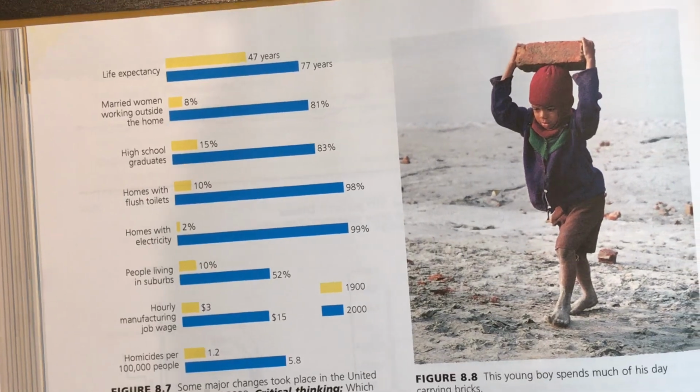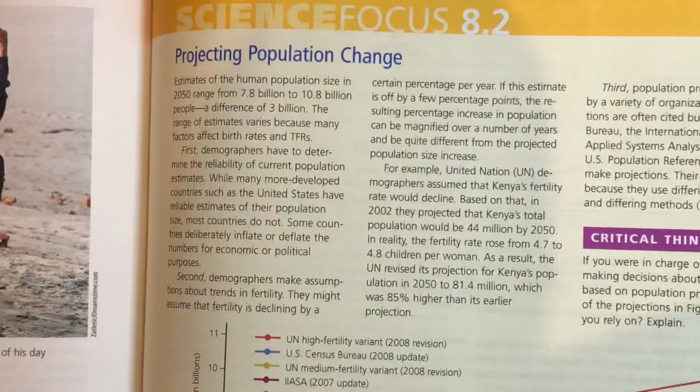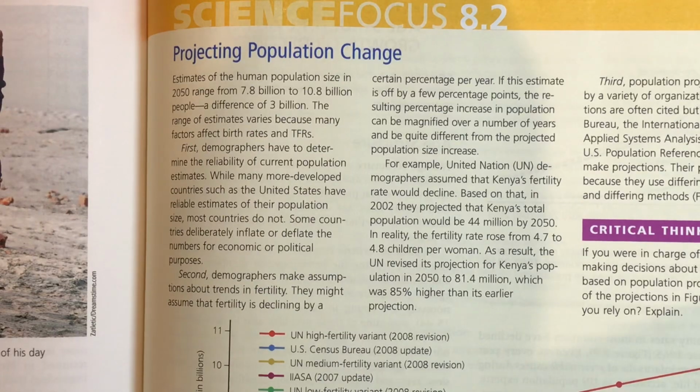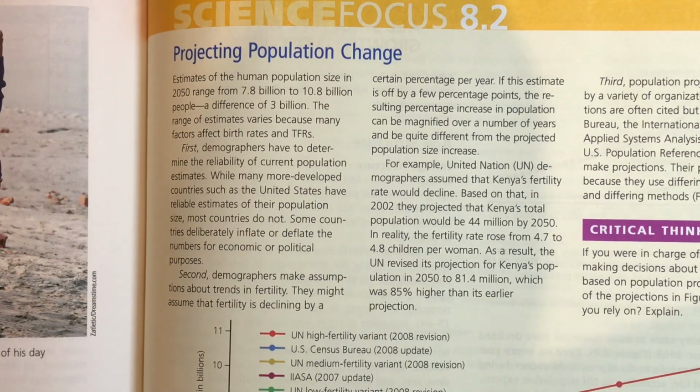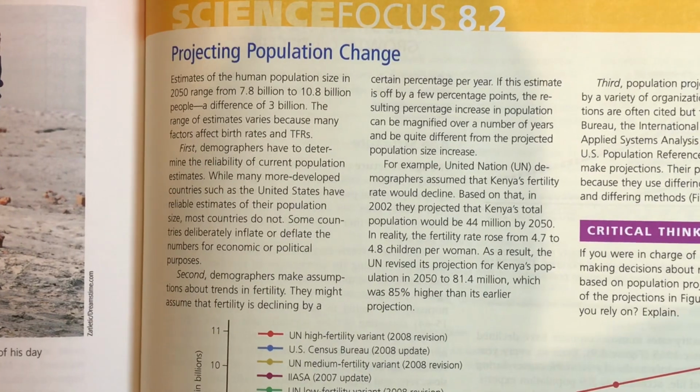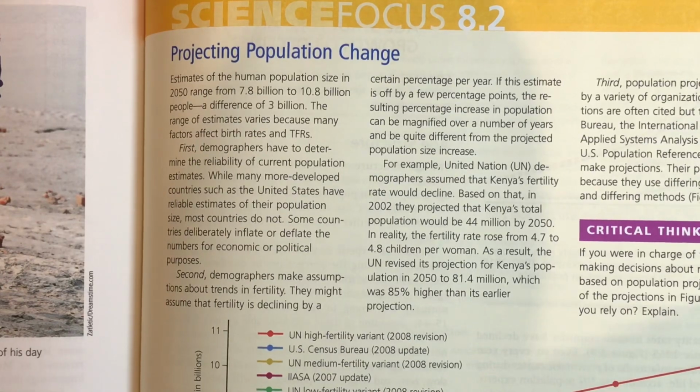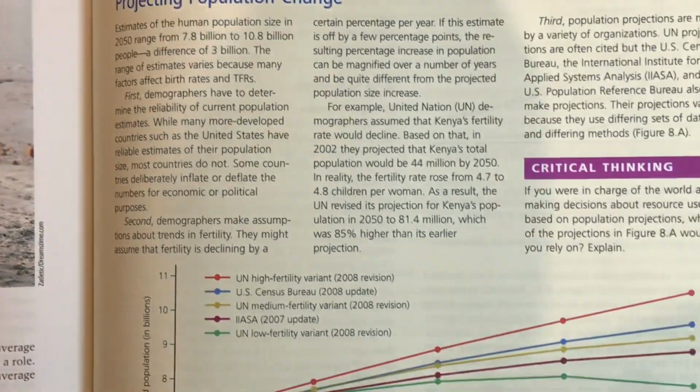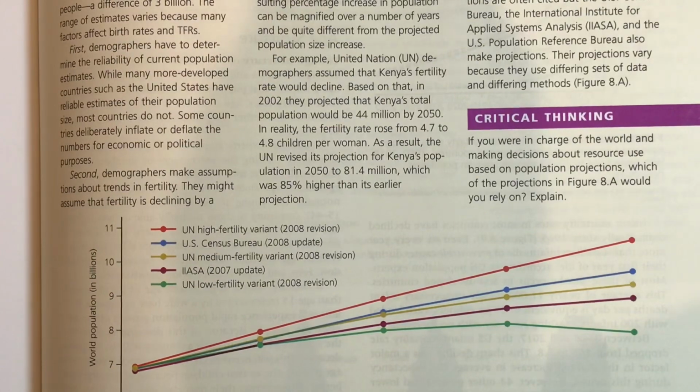In Science Focus 8.2, which is right here, note the different projected population numbers for 2050. How are these numbers developed? And how old will you be in 2050? Obviously, I can't ask that on a test, but just kind of think about it.